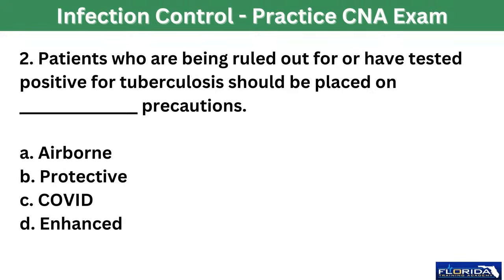Number two, patients who are being ruled out for or have tests should be placed on what type of precautions? A, airborne, B, protective, C, COVID, or D, enhanced?